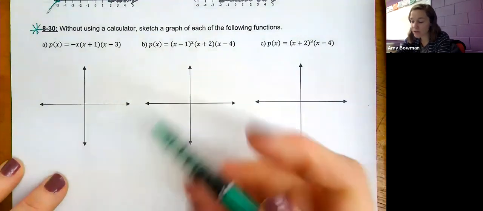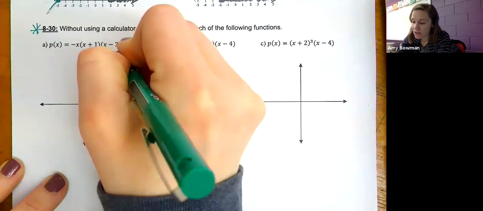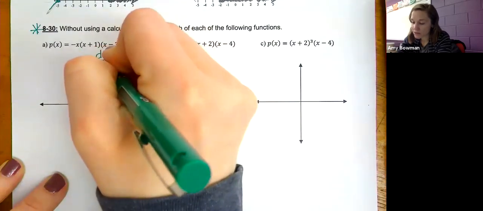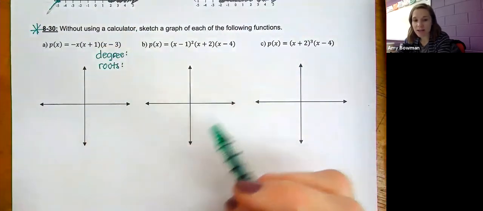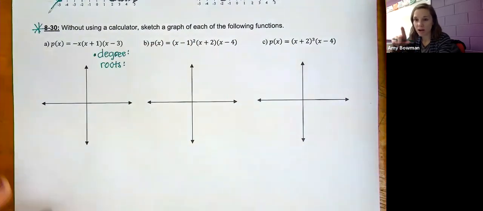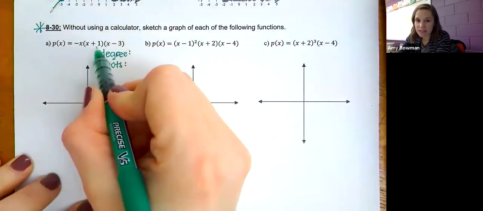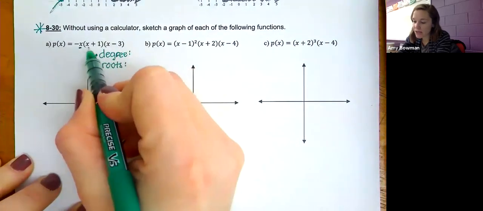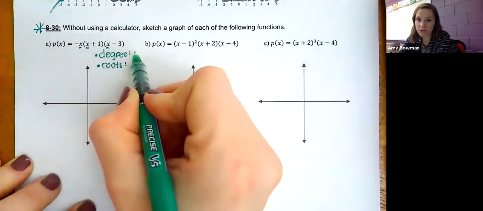And there's a few things we need to keep in mind. What is the degree? And what are the roots? And where is it going to start and end? The degree is going to help us determine that, because remember, we saw that odd degree functions started and ended in opposite places. Even degree started and ended in the same place. So what degree is this graph? I see 3 x's here all being multiplied together. So this is a 3rd degree polynomial.